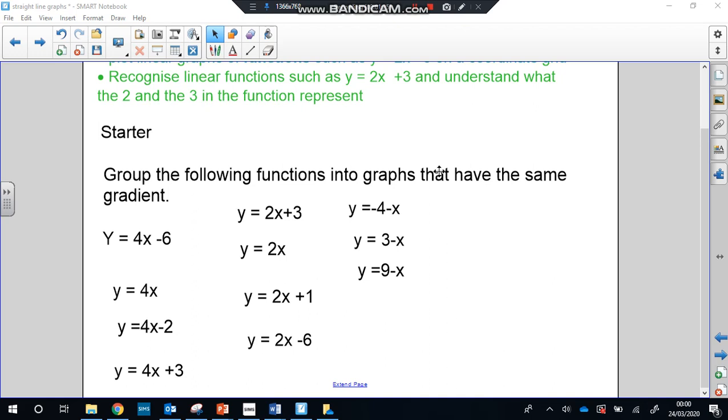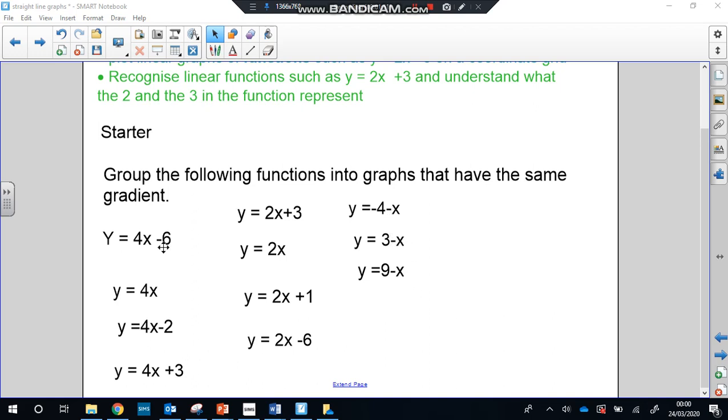Okay, so you should have had 3 groups. We have this group here that have all got a gradient of 4, this group here which have all got a gradient of 2, and this group here which have all got a gradient of -1. So remember there's a 1 that we don't write in, and it's got a negative in front of it, so it's -1, so gradient of -1.